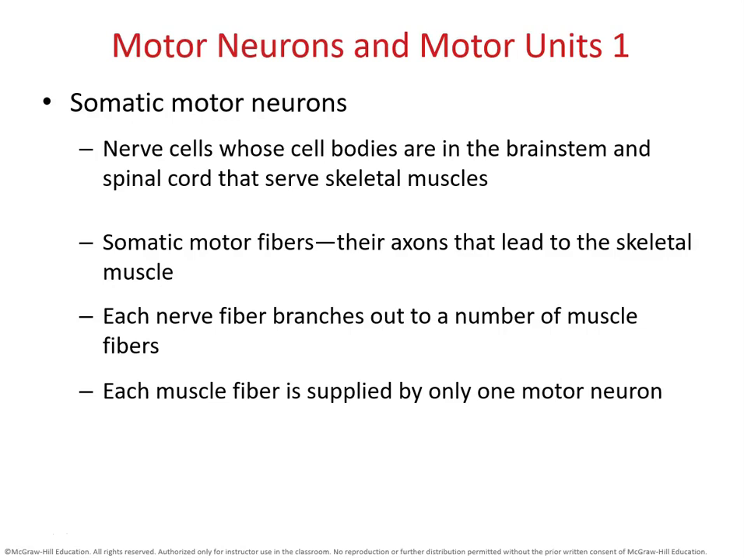So somatic motor neurons, somatic means body, motor neurons. These are nerves whose cell bodies are in the brainstem and the spinal cord, and they innervate skeletal muscles. Okay, so their axons go to skeletal muscles.